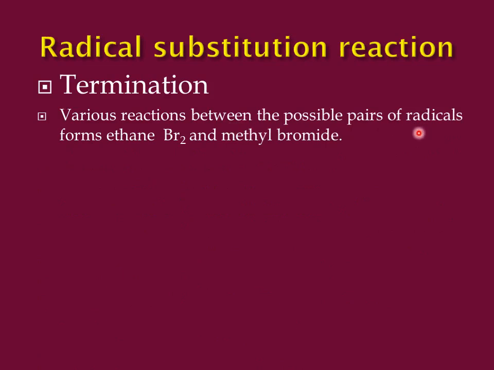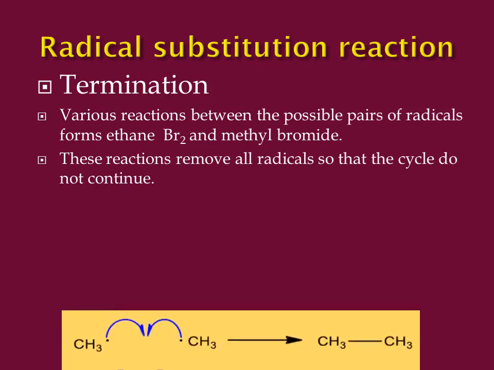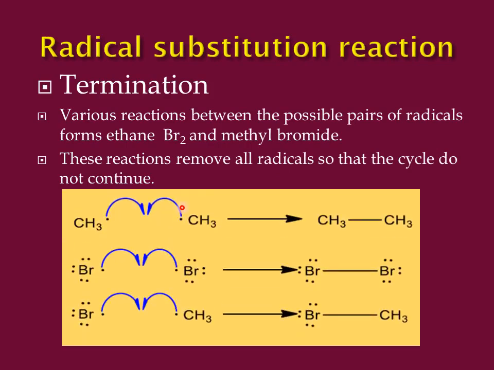These reactions remove all the radicals so that the cycle does not continue any further. Let us look at the chemical reaction. All the methyl radicals that are formed are going to make a bond and convert into ethane. Similarly, all the bromine radicals that are formed can make Br2, or the cross reaction can also occur between a methyl radical and a bromine radical to make methyl bromide.